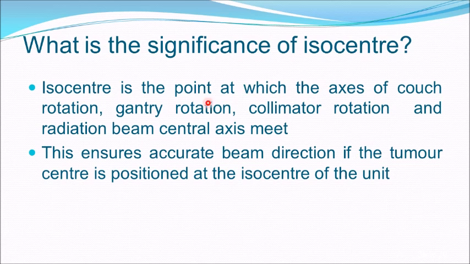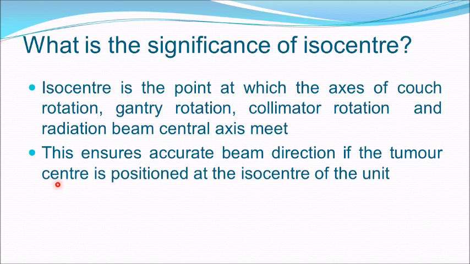You know that isocenter is the point at which the axis of couch rotation, gantry rotation, collimator rotation and the radiation beam central axis meet. Therefore, if you ensure accurate positioning of the patient tumor center at the isocenter, you can ensure accurate beam direction.